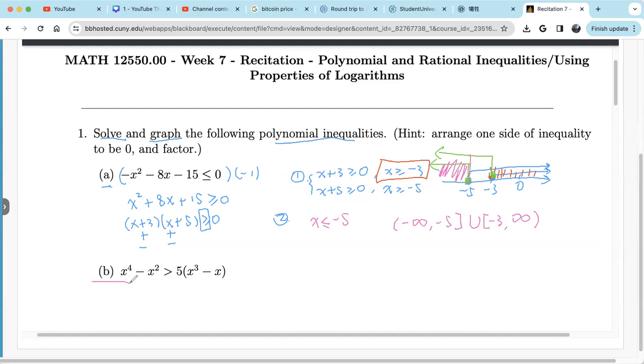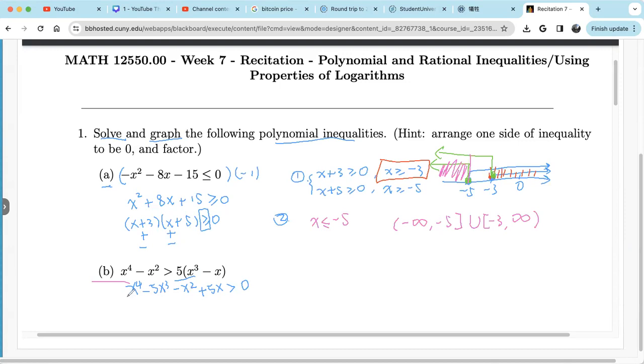Now let's see B. For B, maybe we simplify a little bit. Let's use blue color first. So we have x raised to the 4. Then this will have 5x cubed. So we move to the other side, negative 5x cubed. Then minus x squared. Then 5 times -x, -5x. Move to the other side, become plus 5x greater than 0, right?